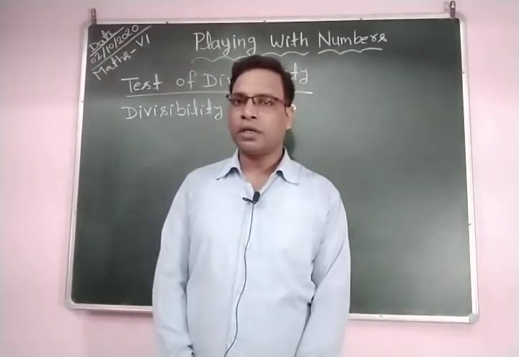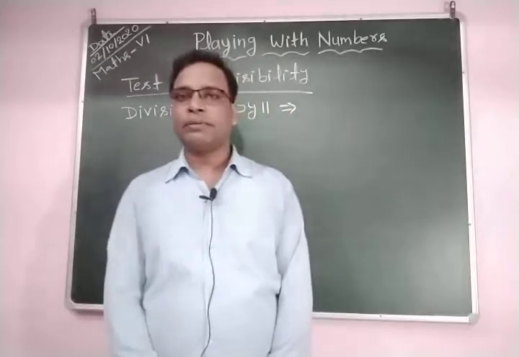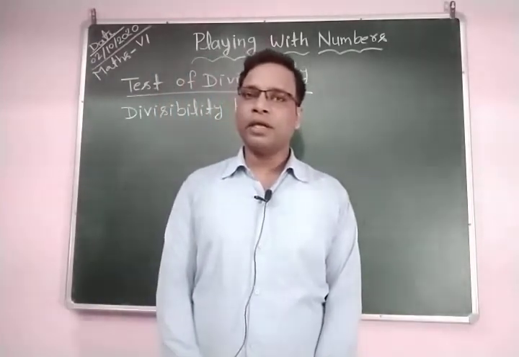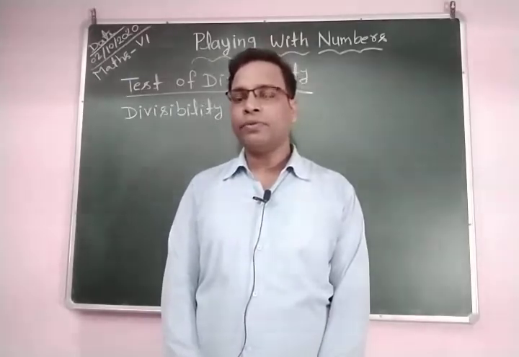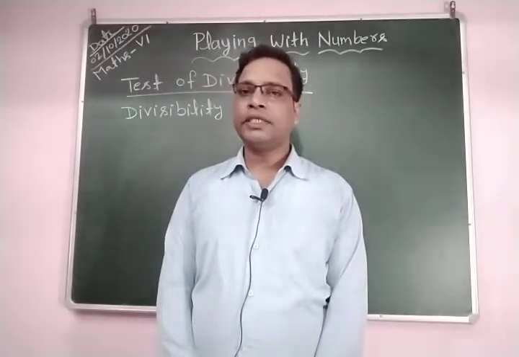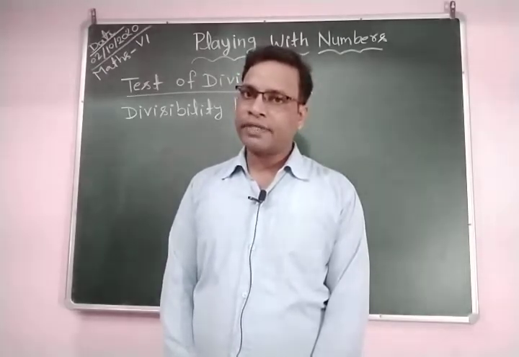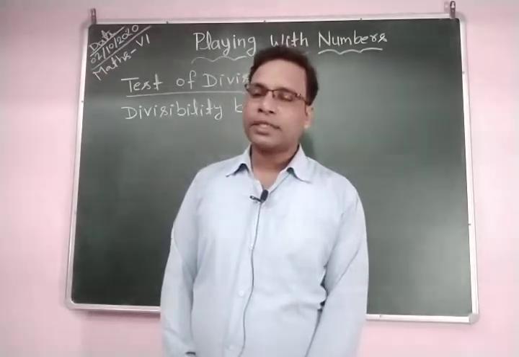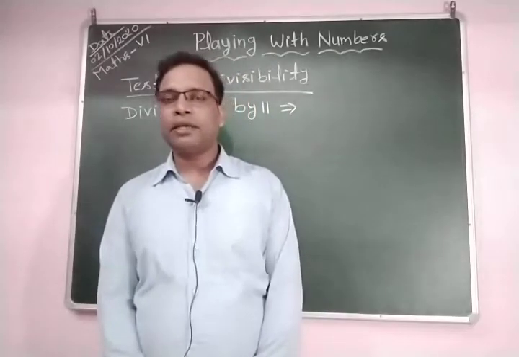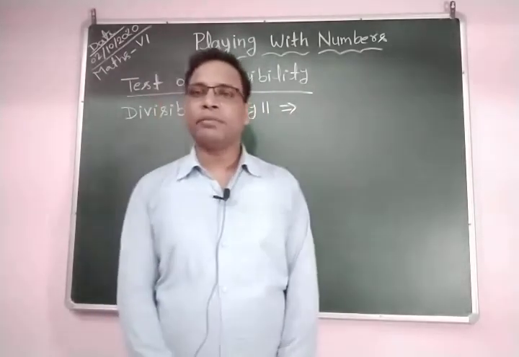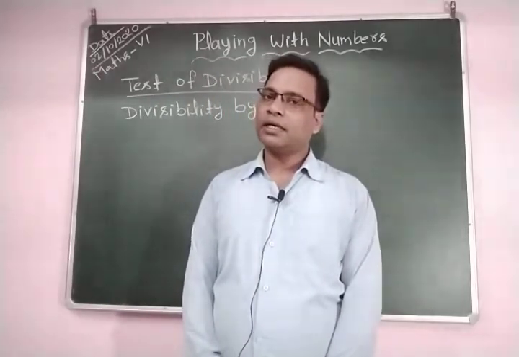I hope all of you know the divisibility test of 2. What is the divisibility test of 2? A number is divisible by 2 if the unit place digit is divisible by 2. The divisibility test of 3 uses the sum of the digits of the number. A number is divisible by 3 if the sum of the digits of the number is divisible by 3.